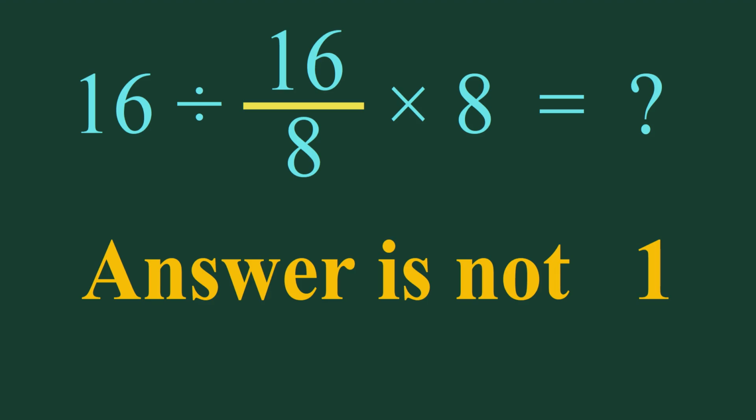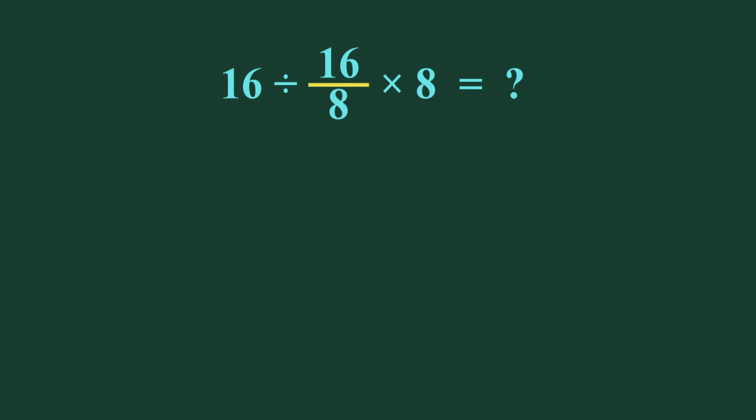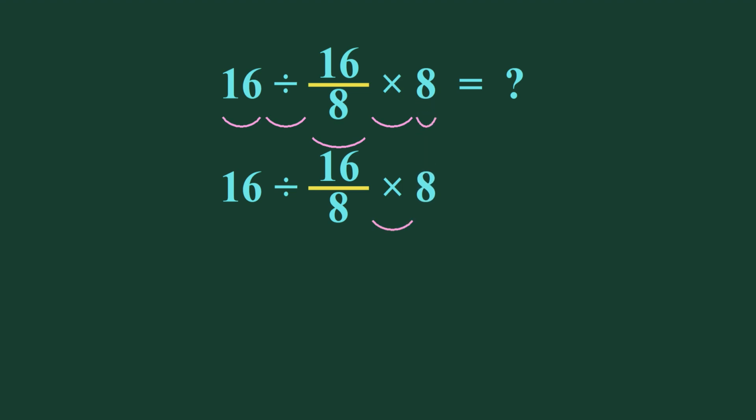In this spotlight video, our goal is to determine the numerical value of this statement: 16 divided by 16 over 8, then times 8. First we do this multiplication, 16 over 8 times 8. We can easily cancel this 8 and this 8. So here we have this 16 only, and 16 divided by 16 equals 1.